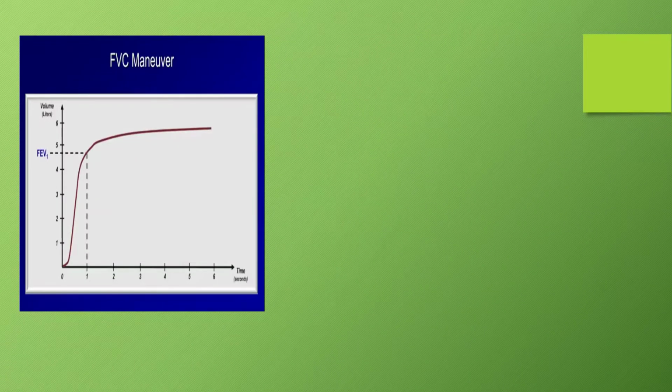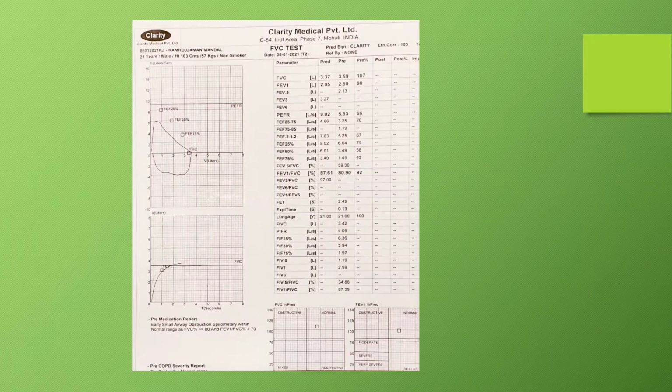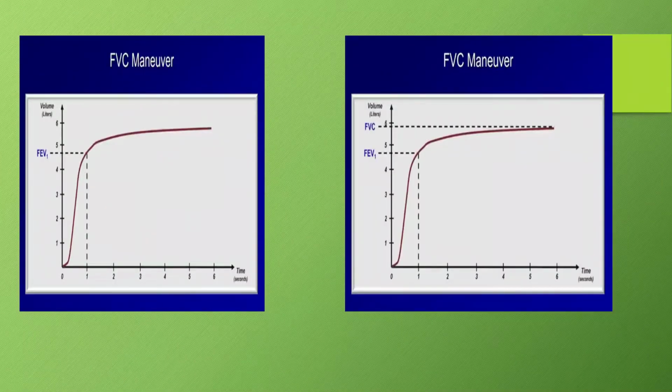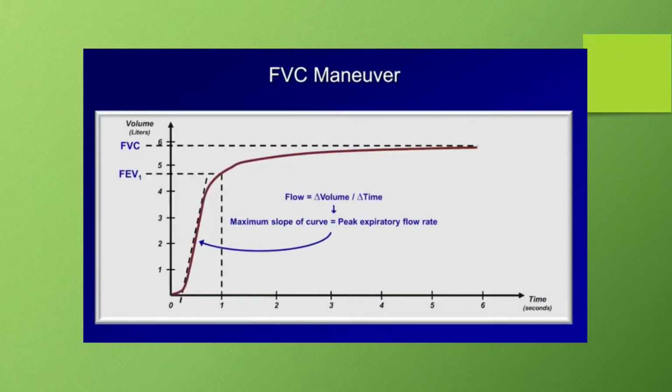Now, in this slide, we can see there are two curves. The upper curve is the flow volume loop and the lower curve is the FVC maneuver curve. Now we will discuss these two curves. One is the FVC maneuver. In the FVC maneuver curve, along the x-axis we have plotted the time in seconds, and along the y-axis we represent the lung volumes in liters. So what are the parameters we see? What are the key features?